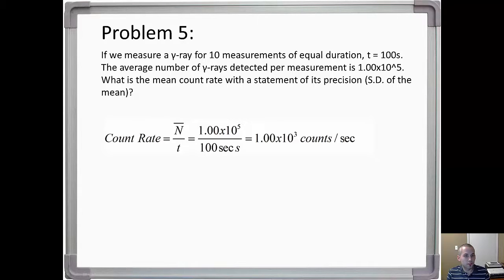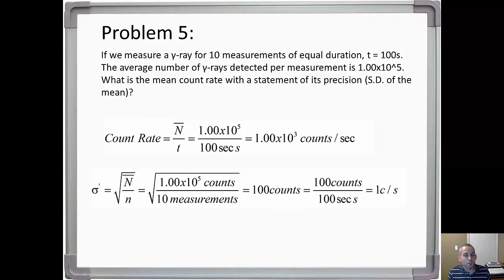Now we need the standard deviation of the mean. So this is that formula again for standard deviation of the mean. It's the average number of counts divided by how many measurements. So 10. In our case, we have 10 measurements. And we get our answer. But we got to factor in time. So divided by 100 seconds, and we get 1 count per second.